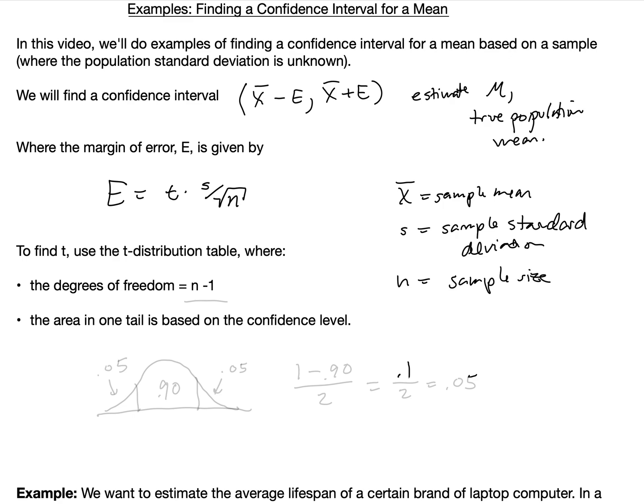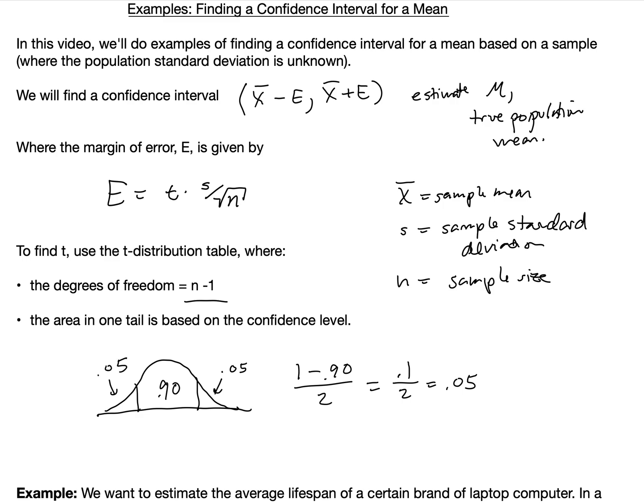We also need to find t, and to find t we use a t distribution table, and the two pieces of information we need to read that table are the degrees of freedom. This is just the sample size minus 1, and the area in one tail, and that's based on the confidence level. So we'll be on a 90% or a 95% confidence level looking for a confidence interval of that type. And the area in one tail is 1 minus the confidence level over 2. So for example, 1 minus 0.90 over 2, that is 0.1 over 2, that's 0.05. That is the area in one tail of the distribution, because if we have 90% in the middle, then we have half of the rest, 0.05 in each side.